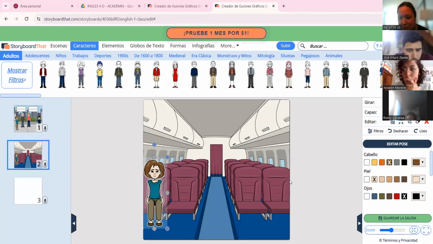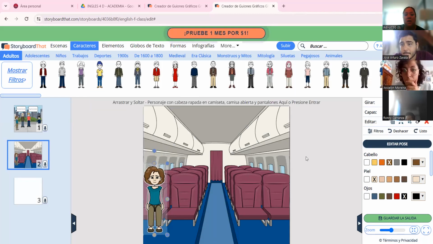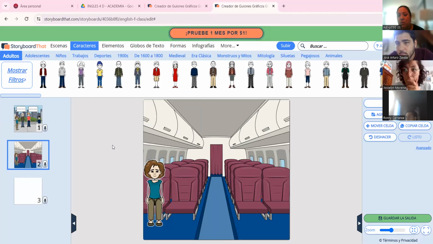Very good. Excellent. But you have to choose one topic. Okay? If you use airport, use airport for the 3 scenes. If you use hotel, use the hotel for the 3 scenes, okay?